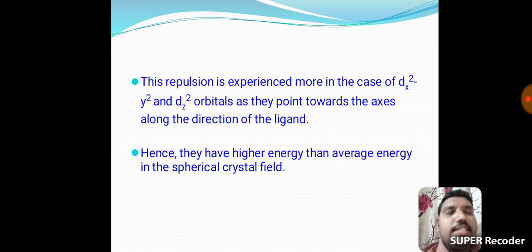This repulsion is experienced more in the case of dx²-y² and dz² orbitals, as they point towards the axis along the direction of the ligand. Hence, they have higher energy than the average energy in the spherical crystal field. dx²-y² and dz² are the axial orbitals. So, in octahedral complex, dx²-y² and dz² exhibit higher energy.